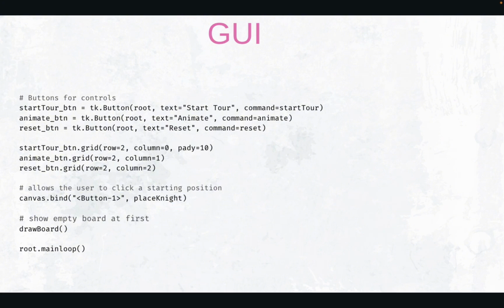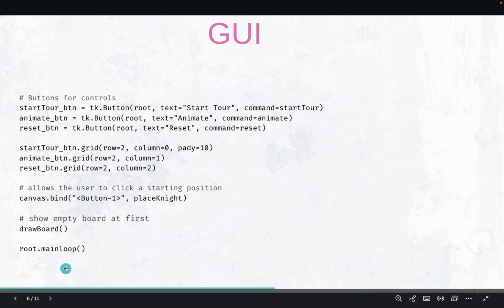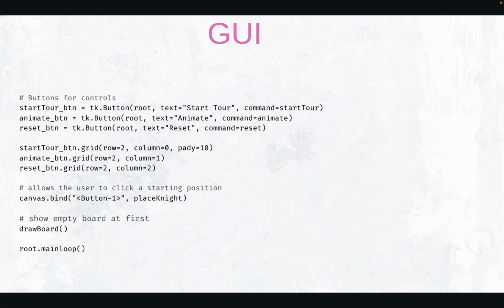Here we allow the user to click on the canvas to place the knight. The Button-1 event listens for the left mouse click and calls the place knight function. After that, we call the draw board to display an empty board at the start. And finally, the root.mainloop starts the tkinter event loop, keeping the window open and interactive.